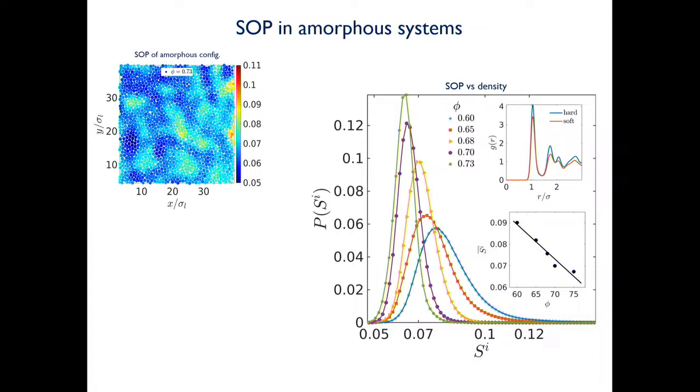What it says is that as you increase the density in the system, the overall softness of the system is getting lower. It's lowering. Okay, so that's why the distribution is going in this fashion. One can look at the average of these things, and then you see that as you increase the density in the system, the softness or the structure order parameter in the system also decreases.